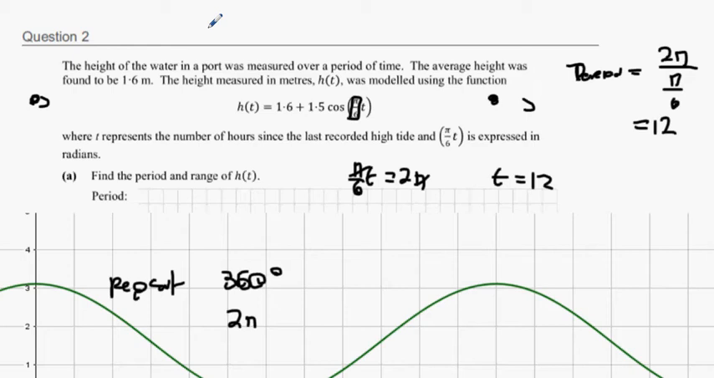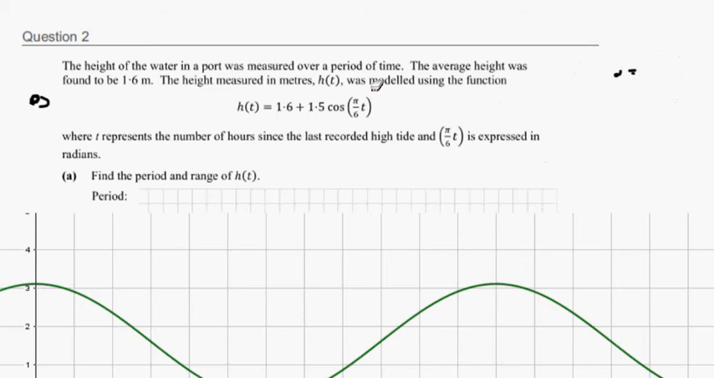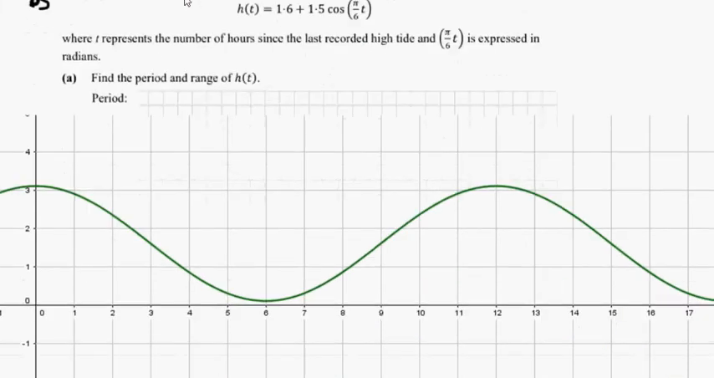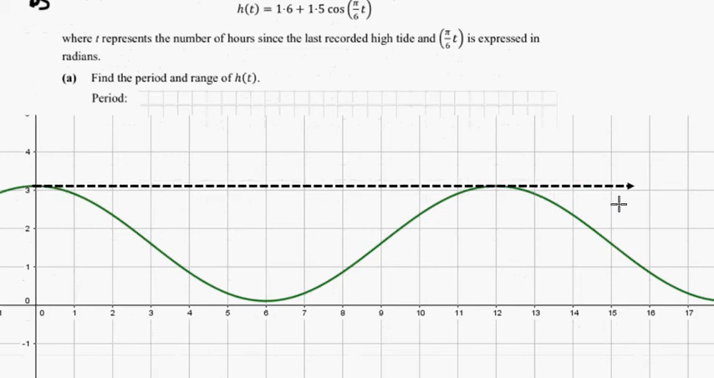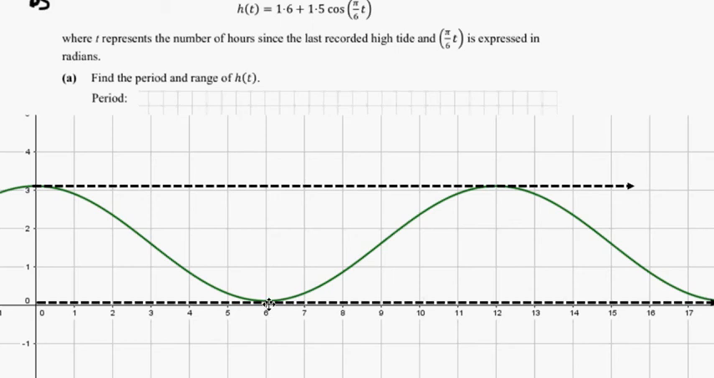Now, the next question is, what do you do to find the range? The range is basically high tide minus low tide. If you look at the diagram here, high tide is at the top. You can see it here at 3.1 meters, and low tide is down here. Now, how would I find out where these functions are? How do I know that that's low tide and that's high tide?